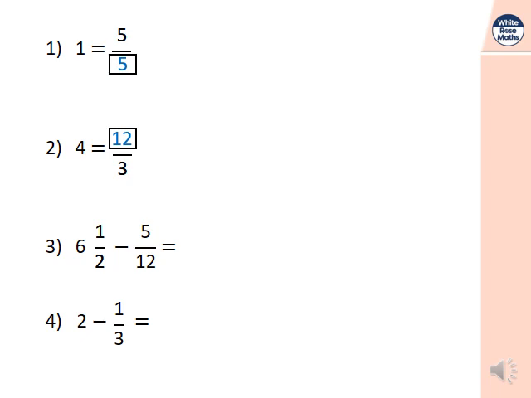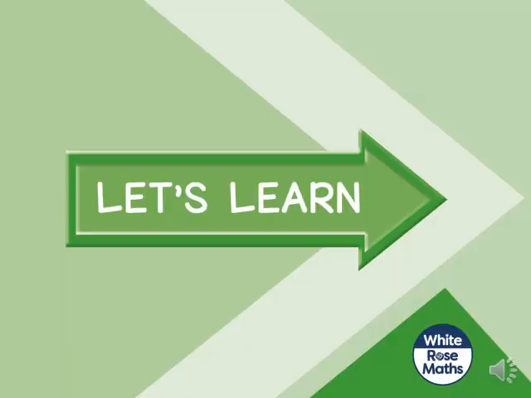Question number 3, 6 and a half take away 5/12. Now to do that, we can see that the denominators are not the same, so we'd have changed our 6 and a half to 6 6/12. Because 6/12 is equivalent to a half. Then we could have subtracted our 5/12 from our 6/12, leaving us with 6 1/12. And then for the last question, we had 2 wholes take away a third, and that would have left us with 1 whole and 2 thirds. Well done if you managed to do those. Now we're going to get ready with our learning.